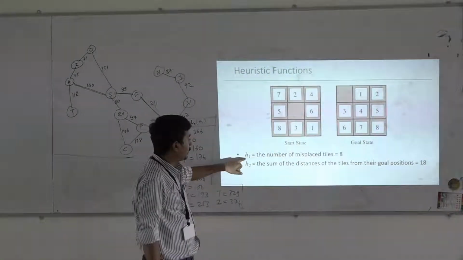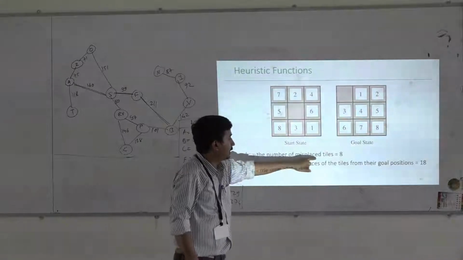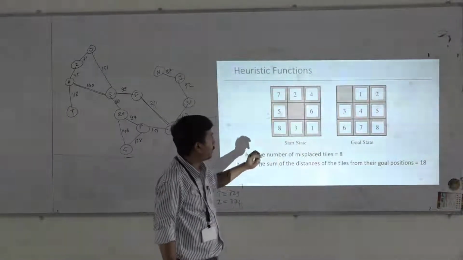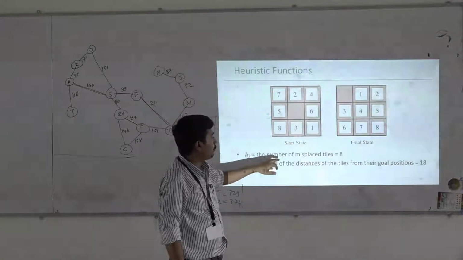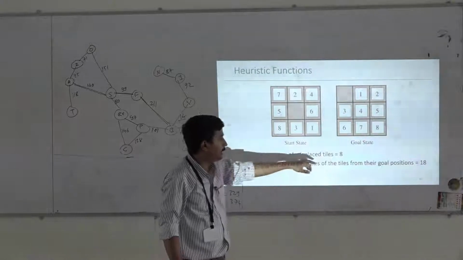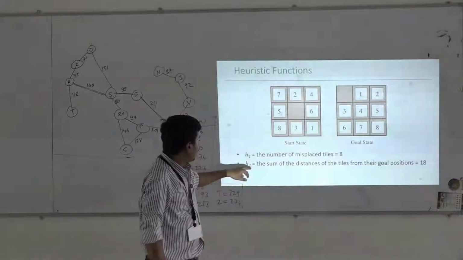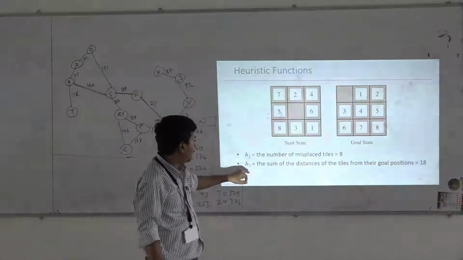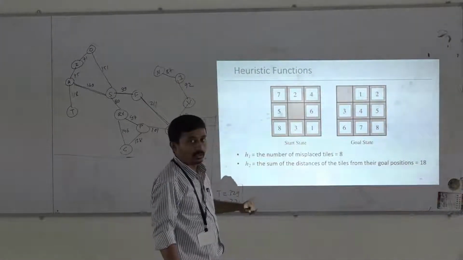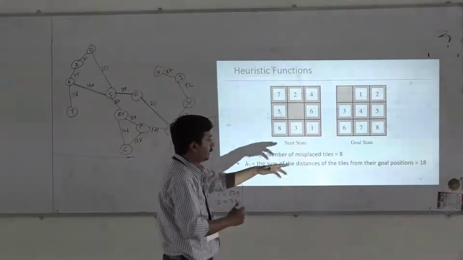For the 8-puzzle problem, we can have these two heuristic functions. The first heuristic function is the number of misplaced tiles. This is the start configuration, and that is the goal state. Now count the number of misplaced tiles. Actually all tiles are misplaced, so its value will be 8. The next heuristic possible is the sum of distances of the tiles from their goal position. For this example it is 18.